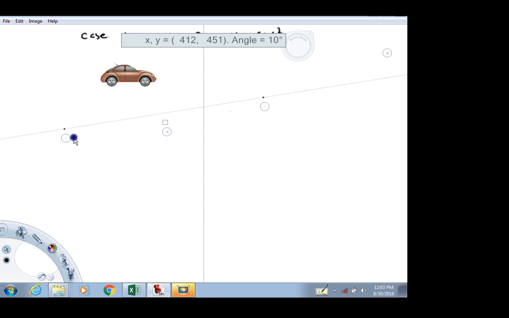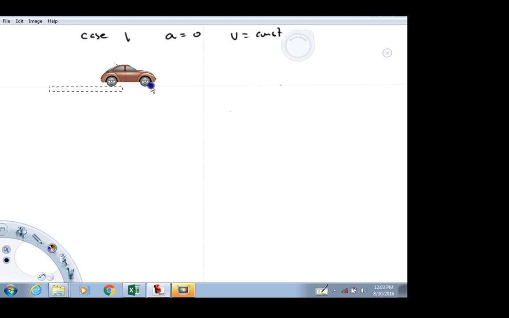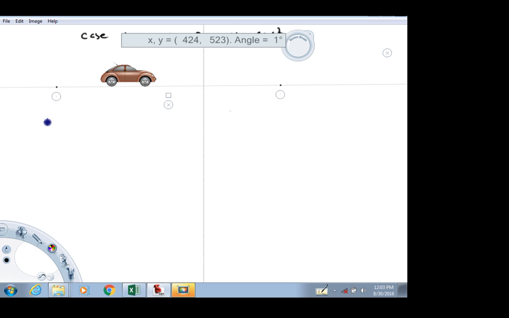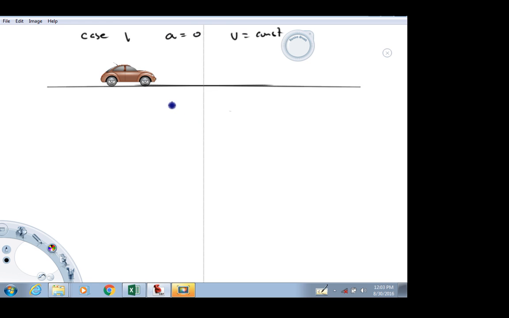The first thing we do when we're trying to track a particle is we've got to put a coordinate system in the problem. So I'm going to go ahead and do that. We've got the ground here. The car presumably is not floating in midair.